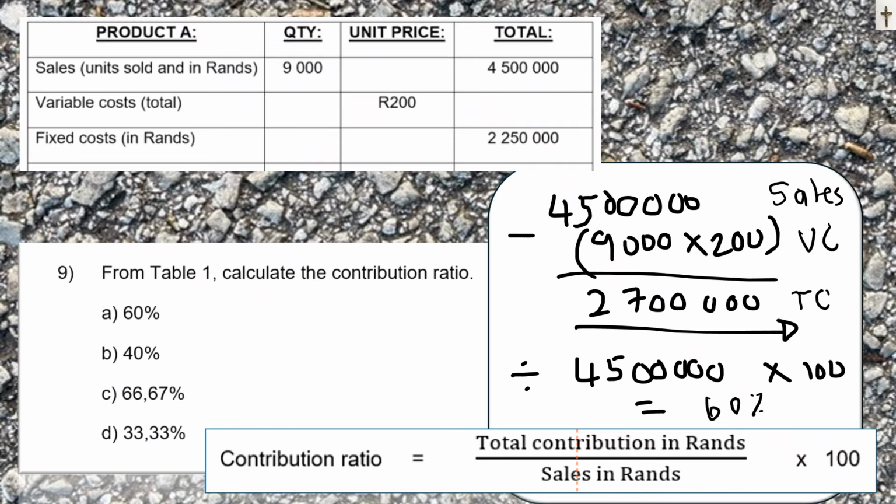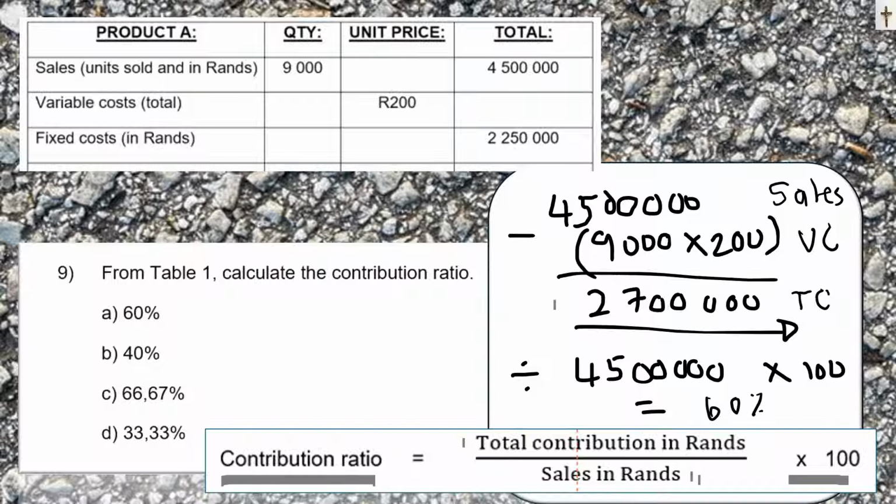Right, next example, it says calculate the contribution ratio. So it's the total contribution in rands divided by the sales in rands. The total contribution in rands, what we've been calculating in the previous examples, was the contribution per unit. Now what we're doing is calculating the total contribution in rands divided by the sales in rands, and to get a percentage we multiply by 100.